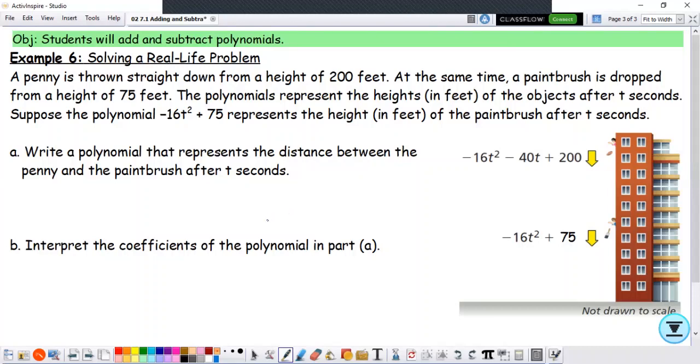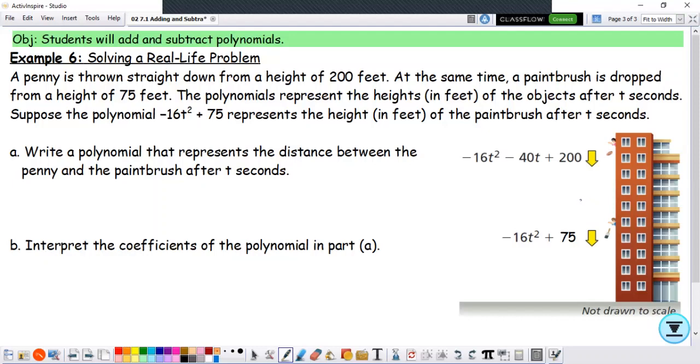Here we're going to look at an example of adding or subtracting polynomials with an application. So we have someone who's dropping a penny from 200 feet up on a building, and at the same time someone else is dropping a paintbrush 75 feet up on a building. Each of these polynomials represents the heights in feet of the penny or the paintbrush after t seconds. So t would be the amount of time that has elapsed since they dropped the object.